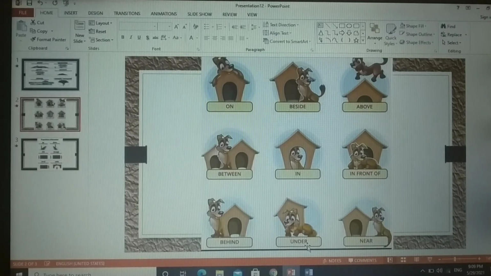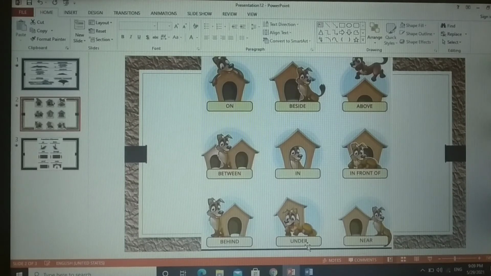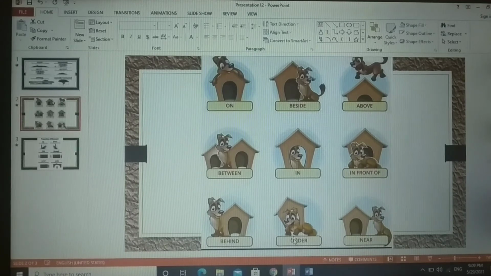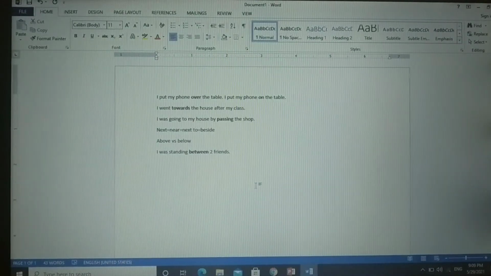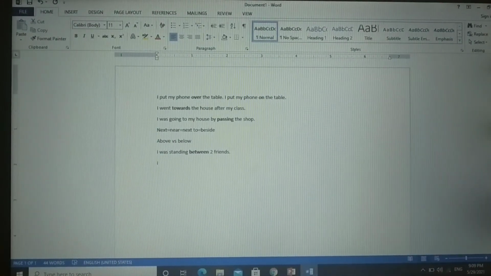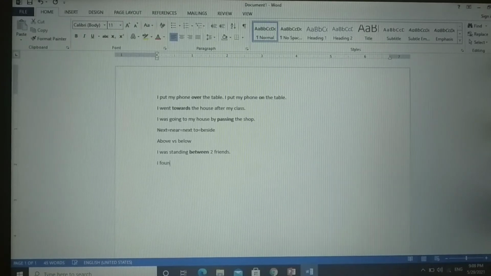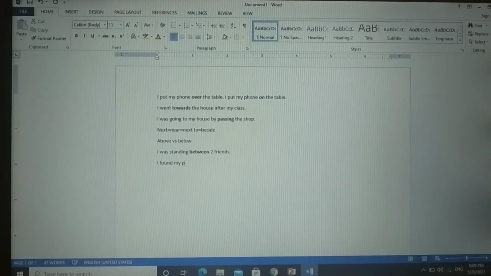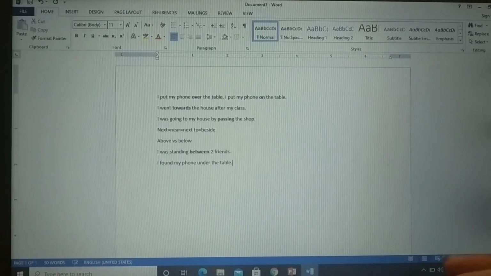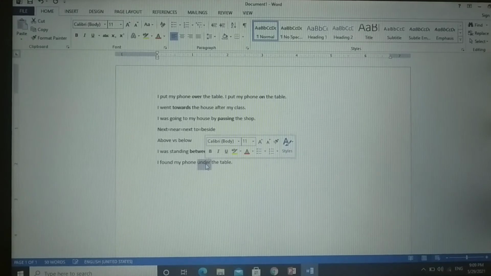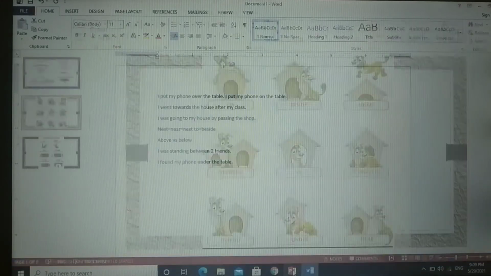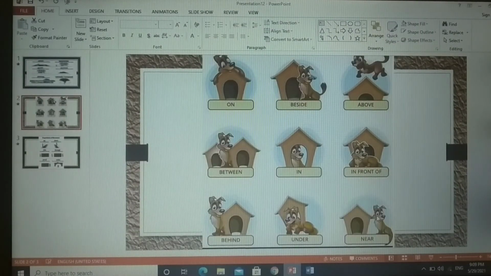And under, as I said, below or above. When we say below, it means under. If we say above, it's kind of on, above. But under means below something. Then let's write here one sentence. I found my phone under the table. It means it was under the table and I found it from there. We say. And the last one here is near.